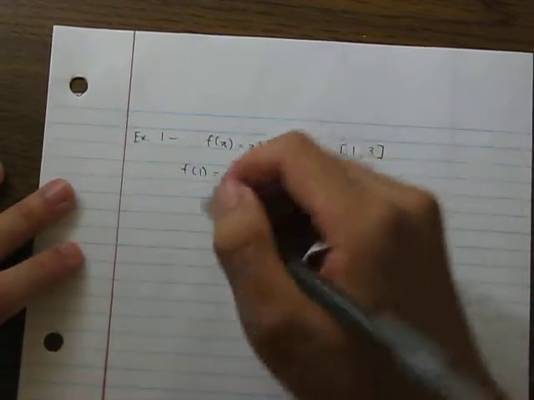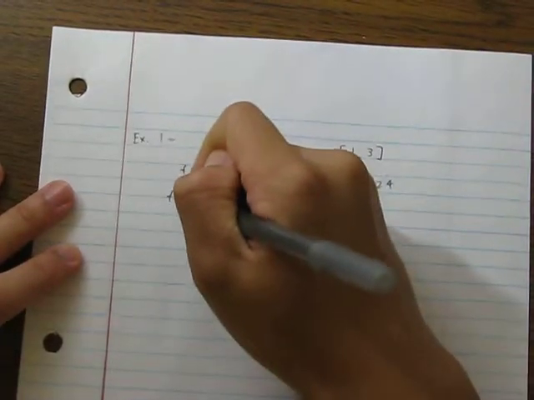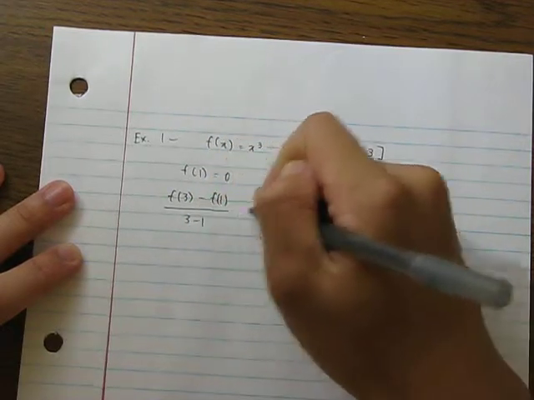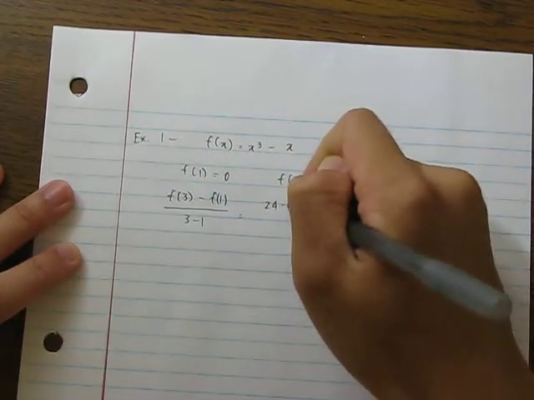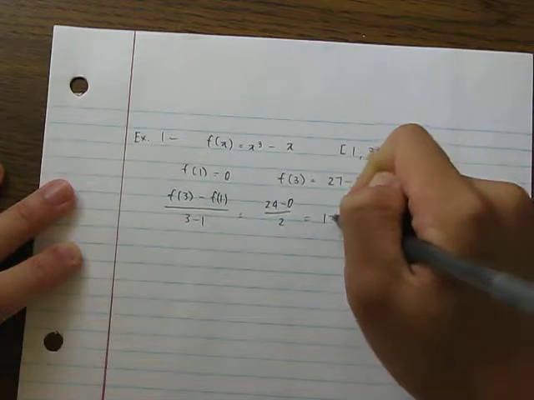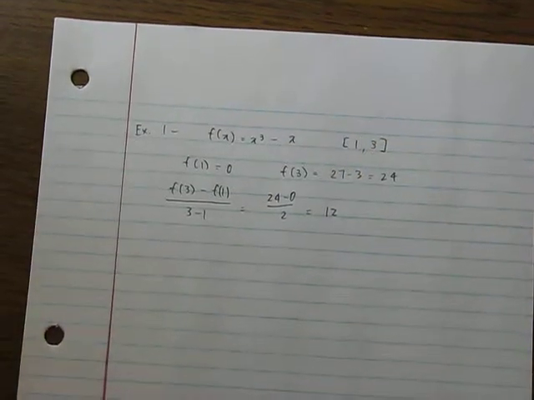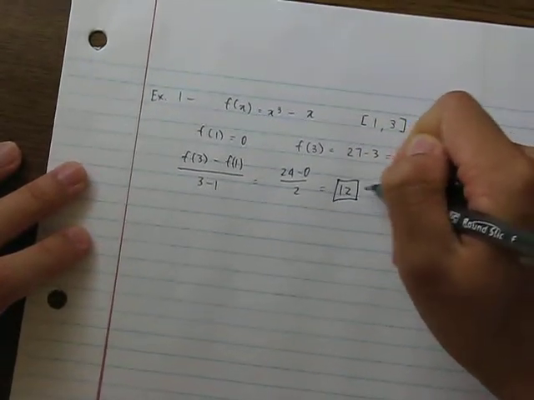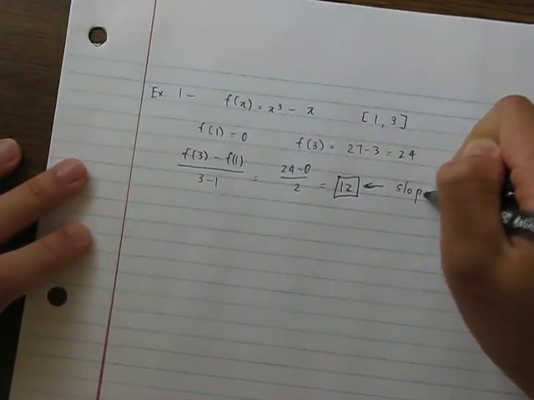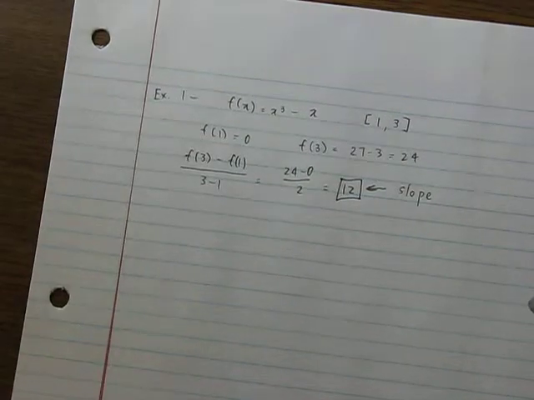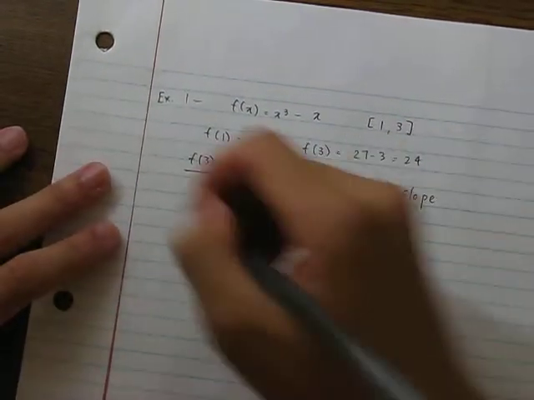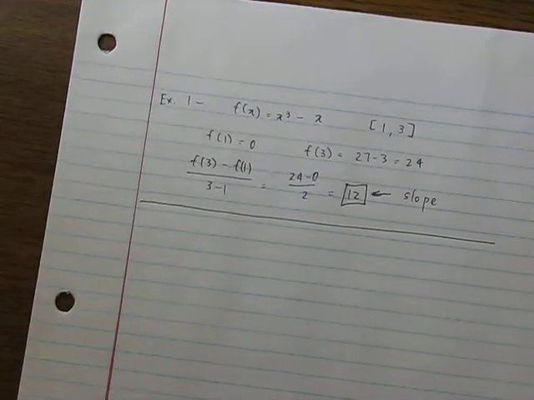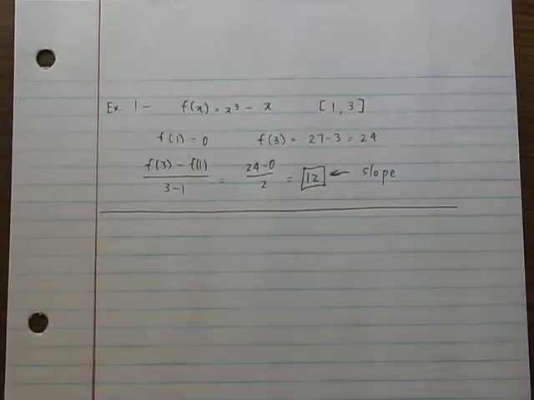So you're going to have change in y over your change in x. You have 24 minus 0 divided by 2, and this is 12. That's your average rate of change over the interval. Or as you Algebra 1 people might like, this is basically your slope, if you haven't figured out already. So this is probably the easiest math question you're going to do all year.